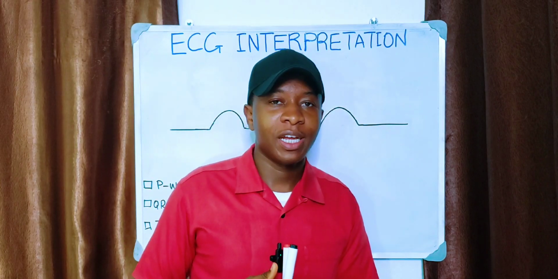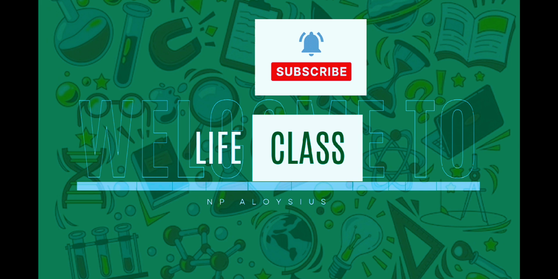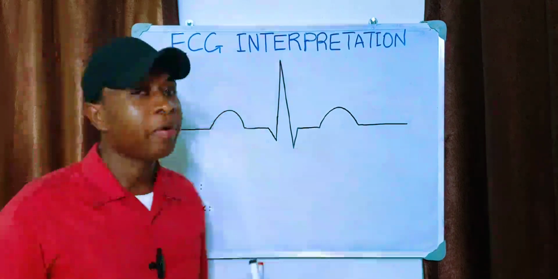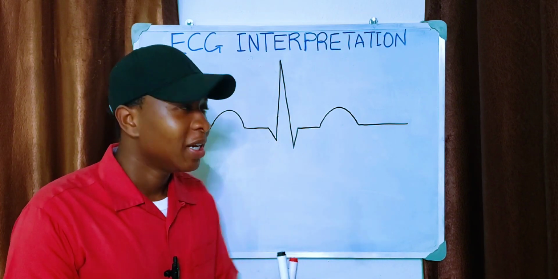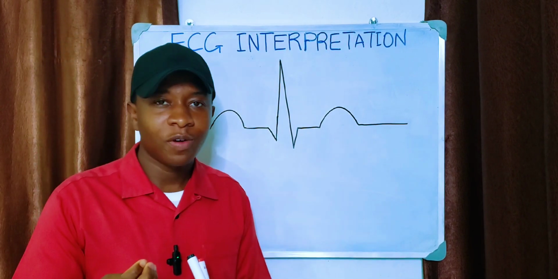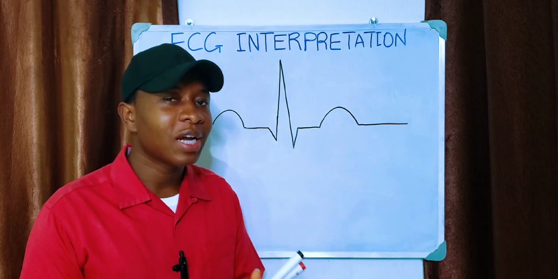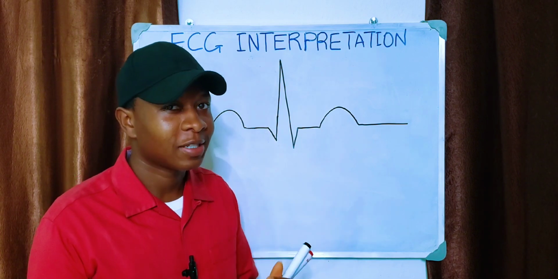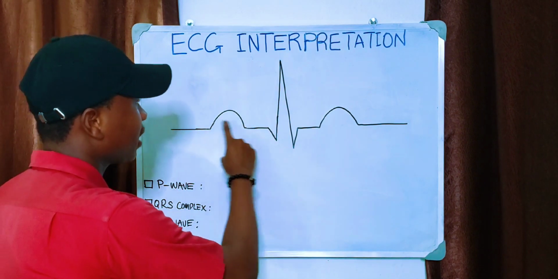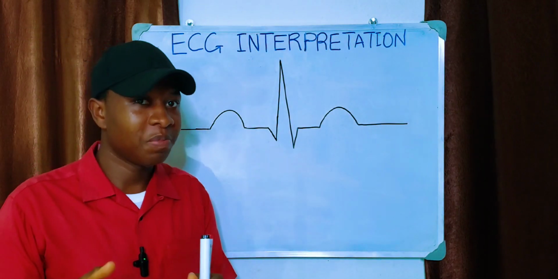Hey guys, so in this video, we're going to take a look at ECG interpretation. So this here is just a graphical representation of the electrical activities of the heart. Now it's important to note that the electrical activity of the heart actually precedes the mechanical activity of the heart. So it is the electrical activity of the heart that makes the heart contract and relax. So we're going to look at different segments of this diagram and what they actually mean.